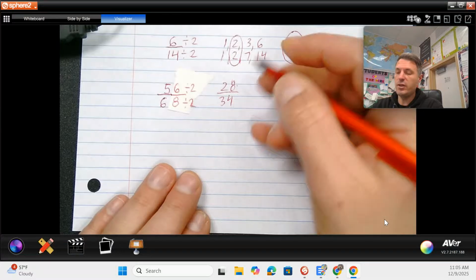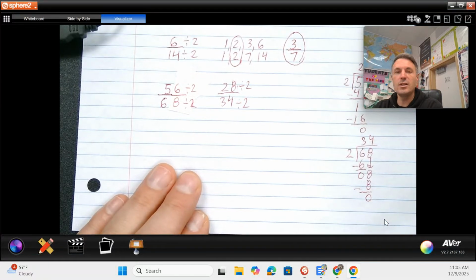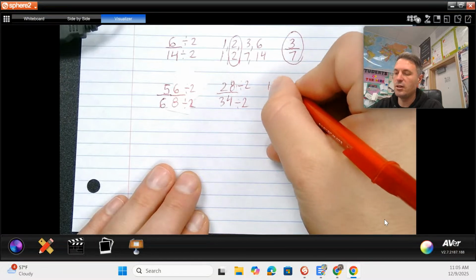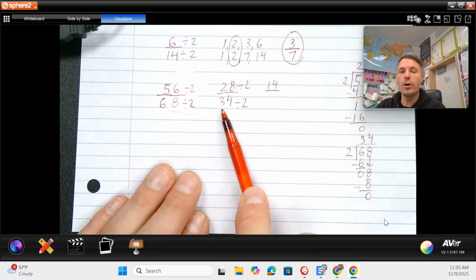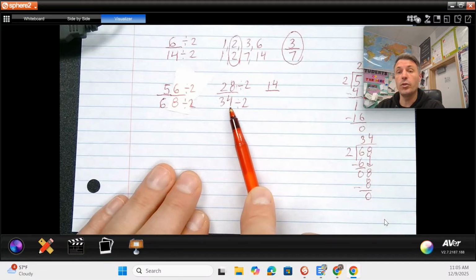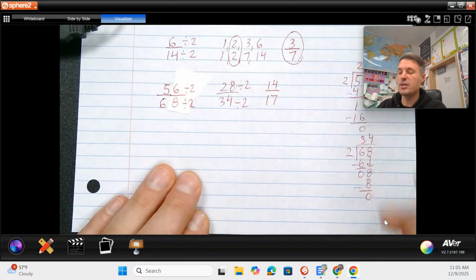These are still both even numbers, so let's divide them by 2 again. What's 28 divided by 2? It's 14. What's 34 divided by 2? Well, the 30 part of 34 divided by 2 would be 15, and the 4 part of 34 divided by 2 would be 2, so it's 15 plus 2, which is 17.